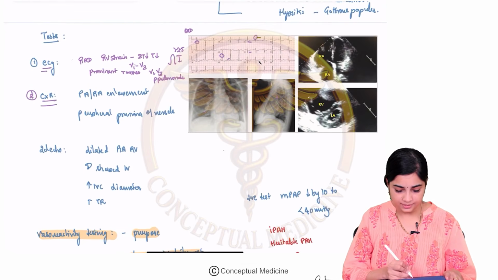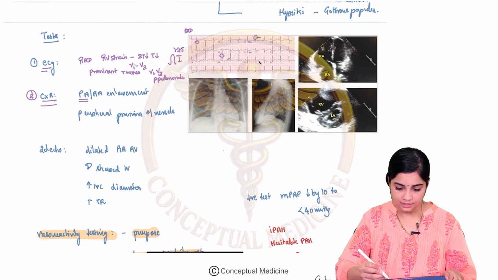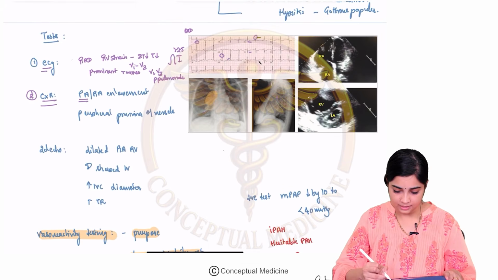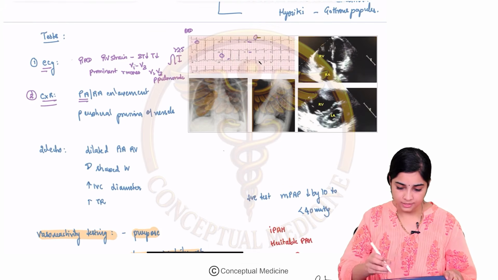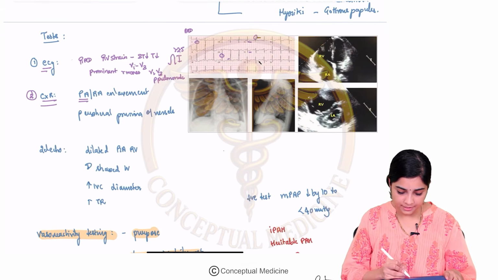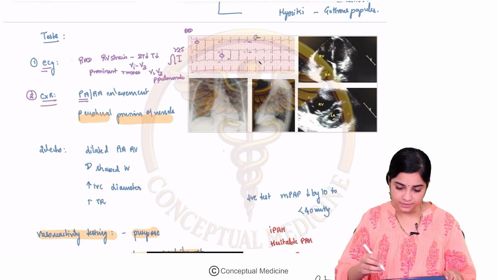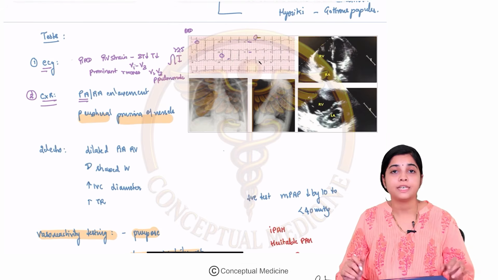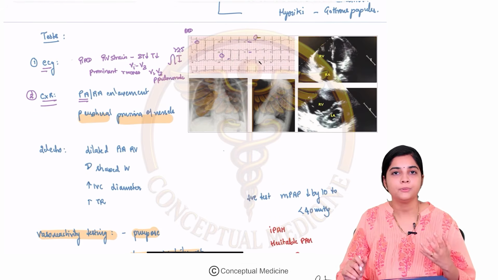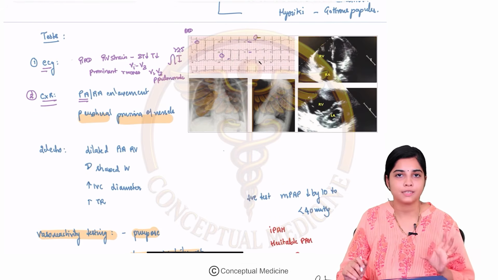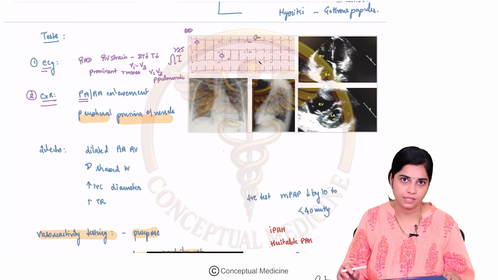Then second, what do you find on your chest X-ray? In your chest X-ray, you find pulmonary arterial dilatation. So the pulmonary artery is dilated. Then you have RA enlargement and peripheral pruning of vessels. Okay. So when you take the X-ray in a lateral view, you can see that the retrosternal space is abutted because of the enlarged RA.